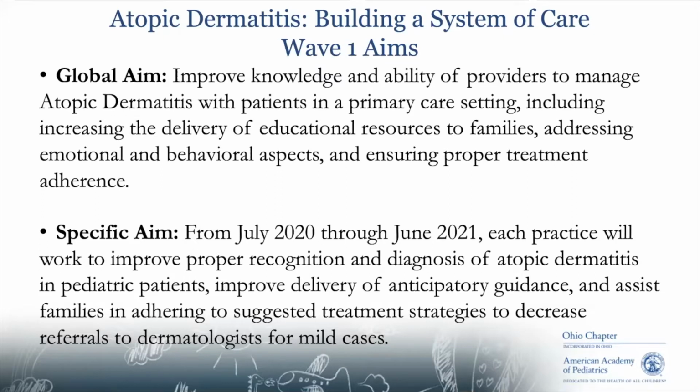So I wanted to give you just a little bit of a brief overview of work that we did back in Wave 1. The title was Atopic Dermatitis, Building a System of Care. Our global aim was to improve knowledge and ability of providers to manage atopic dermatitis with patients in a primary care setting. This included increasing the delivery of educational resources to families, addressing emotional and behavioral aspects of atopic dermatitis, and ensuring proper treatment adherence.